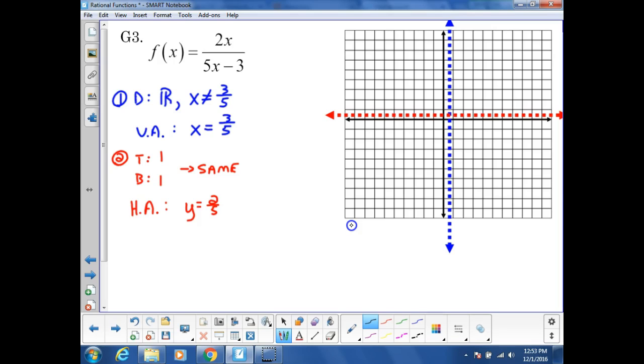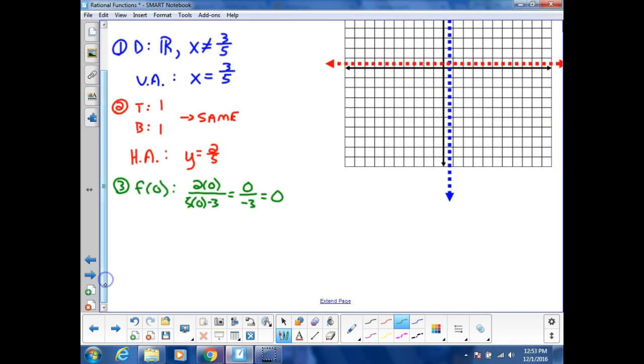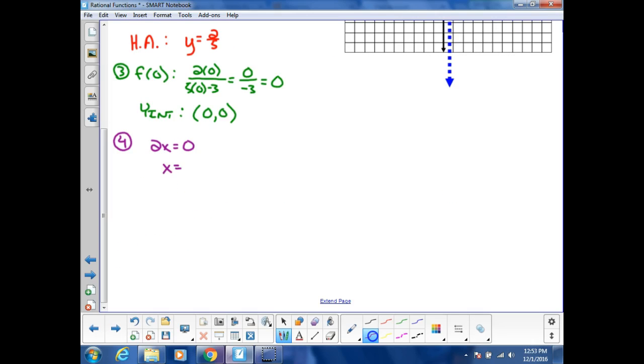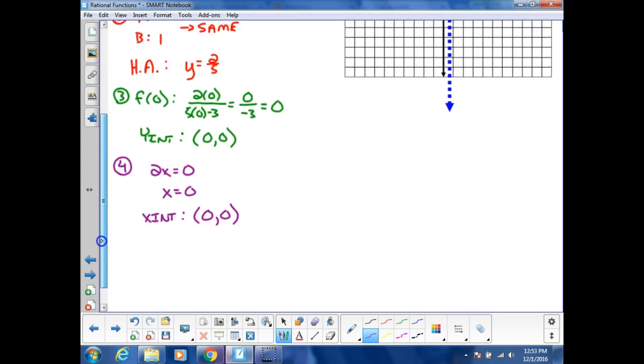Third one now is find f of 0. That's going to be 2 times 0 over 5 times 0 minus 3. So that's going to be 0 over negative 3, which is 0. So my y-intercept is at the origin, which means for the x-intercept, step 4, 2x equals 0. So then x equals 0. So my x-intercept is also there. Is the x-intercept a double root? No, because I didn't have to square.